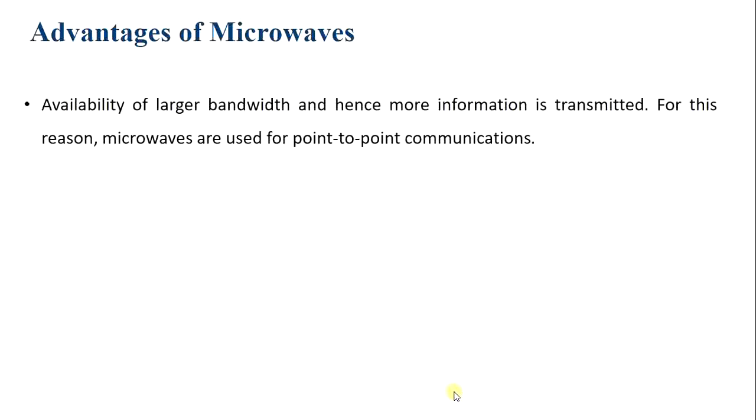Moving to the advantages of microwaves. Availability of a larger bandwidth is one of the greatest advantages of microwaves. As we know, microwave signals range from a few megahertz to gigahertz frequency. That means it is providing a very large bandwidth for communication. So this is the reason why microwaves are used for point-to-point communication.